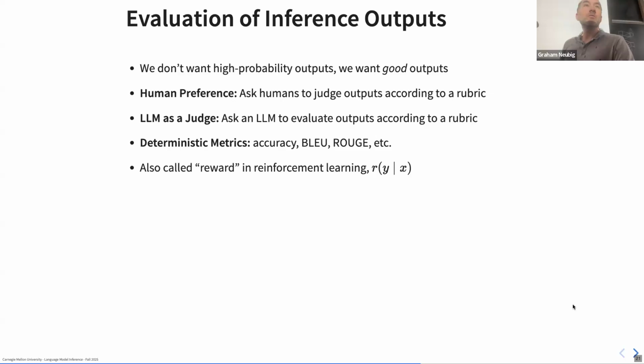If you're talking about reinforcement learning or talking to somebody who knows a lot about reinforcement learning, they'll often also call this a reward. And I will basically use these interchangeably, an evaluation metric or a reward. They basically mean the same thing. It's just how good your output is.